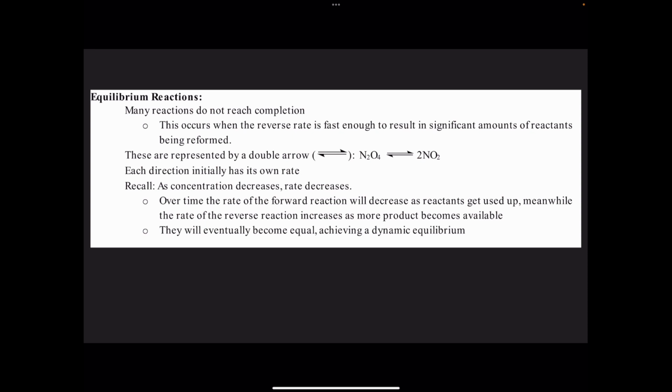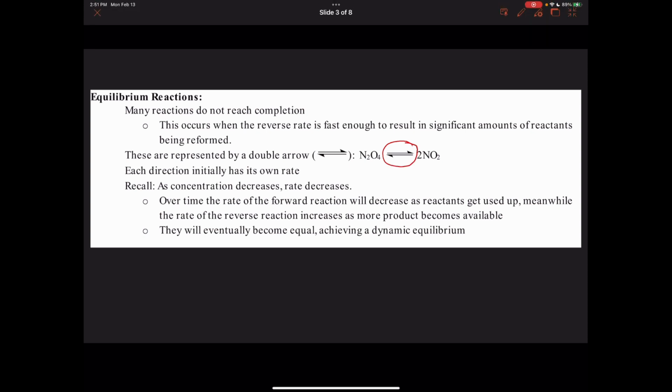And so we need to distinguish between when our reactions go to completion, so all of the reactants form products, versus a scenario where some of those products reform our reactants. And we do that using a double arrow. So we have this example here of N2O4 producing 2NO2. And notice we have the double arrow.